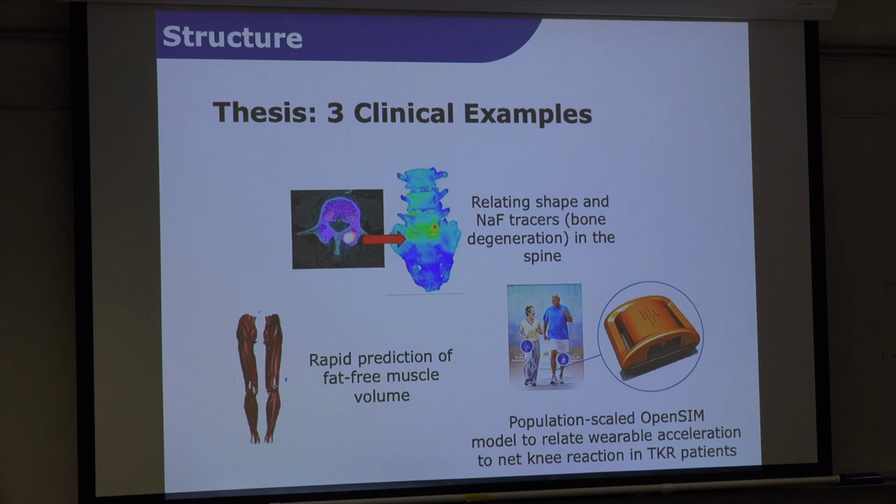So this brings me to the thesis structure. My thesis structure was divided into 3 main topics. Firstly, relating shape and sodium fluoride tracer markers in the lower lumbar and looking at bone degeneration. And secondly, predicting fat-free muscle volume in the lower limb. And thirdly, relating wearable sensors to net knee reaction force in patients that had undergone total knee replacement surgery.